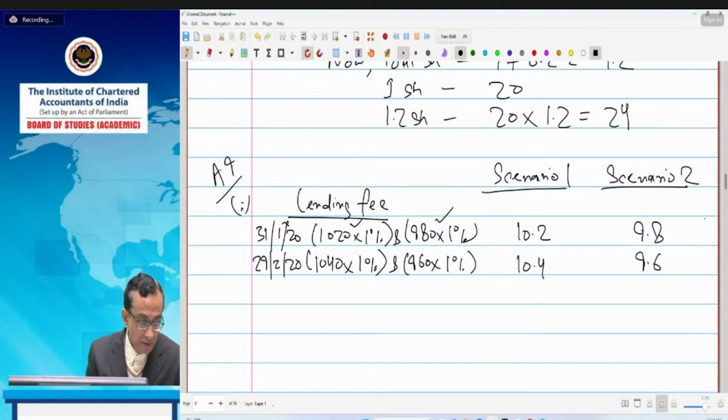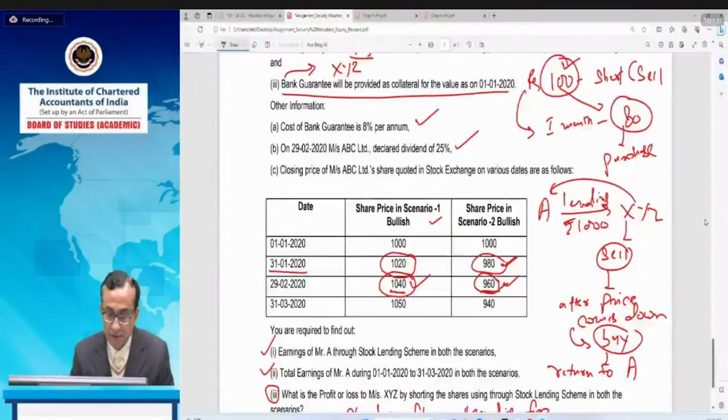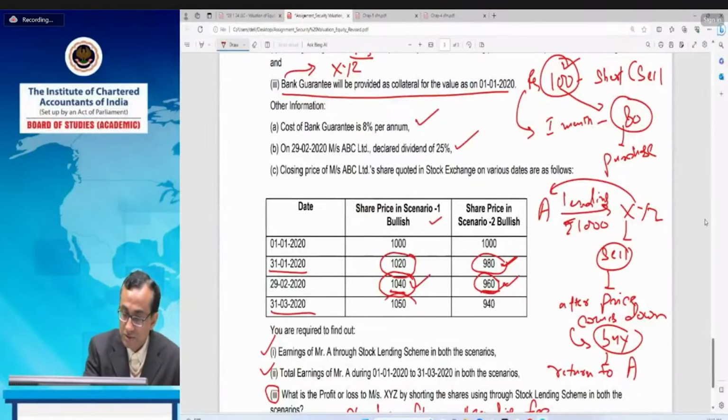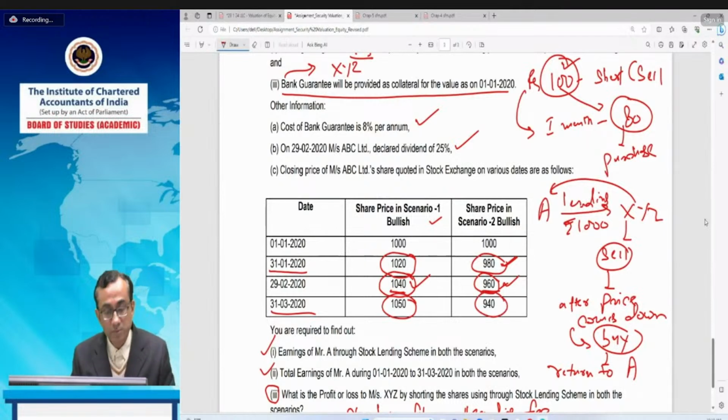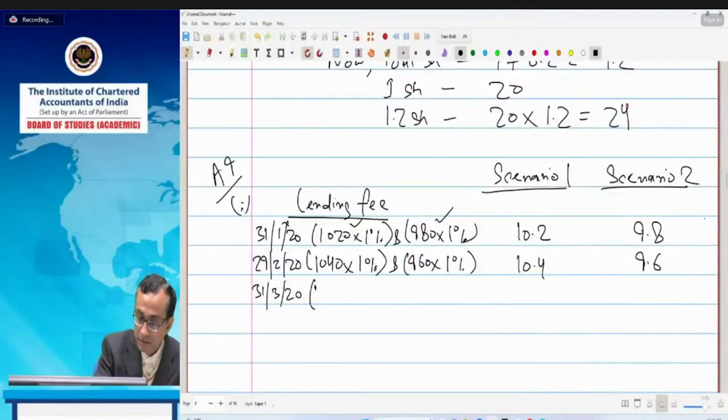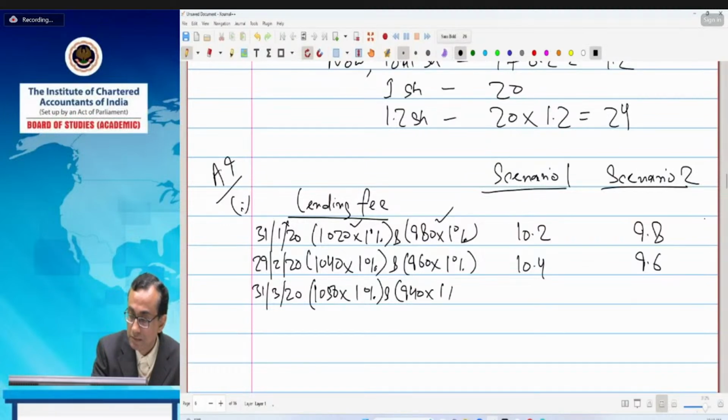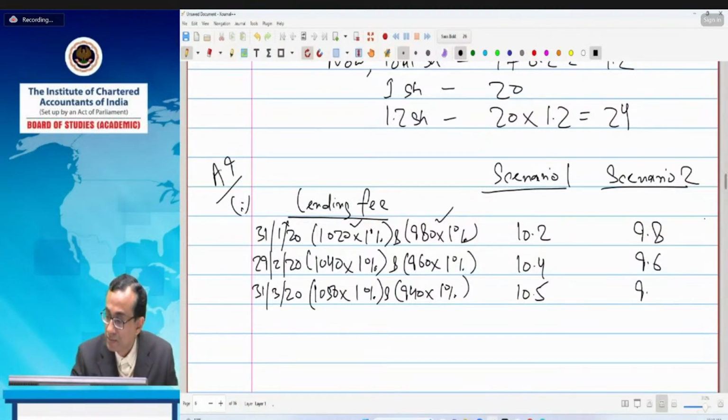Again, on 31st March, the lending fee will be calculated. See, on 31st of March, this is 1050 in scenario 1, 1050 into 1%, and in scenario 2, 940 into 1%. So this is basically 10.5 in case of scenario 1 and 9.4 in case of scenario 2.